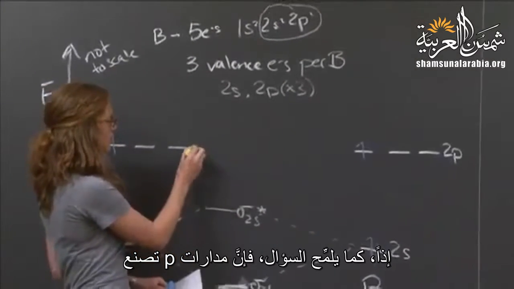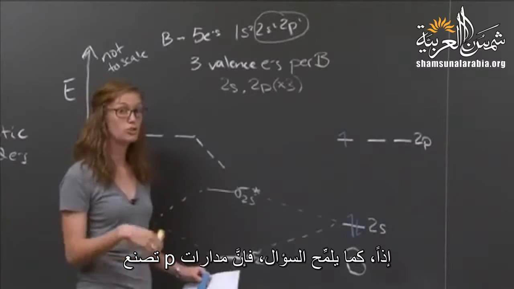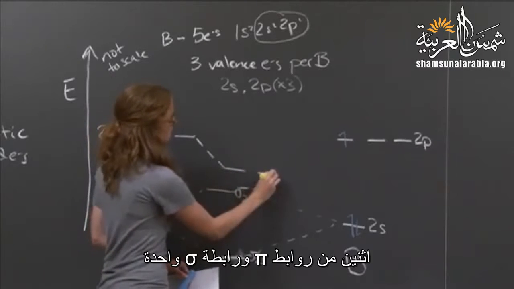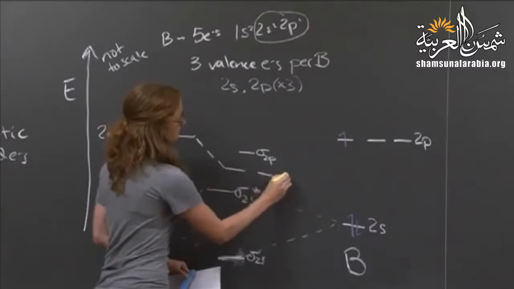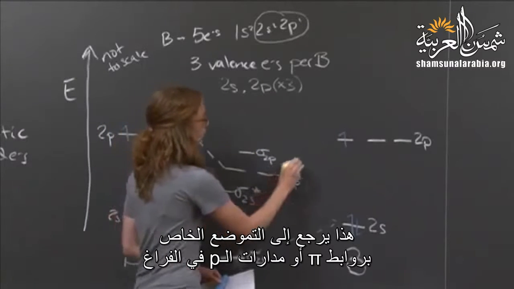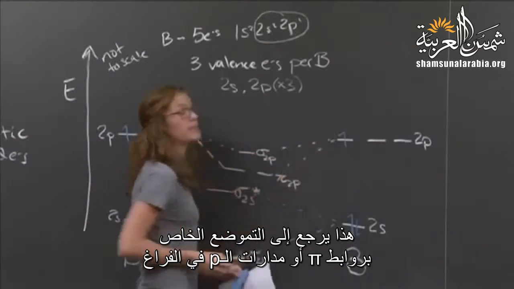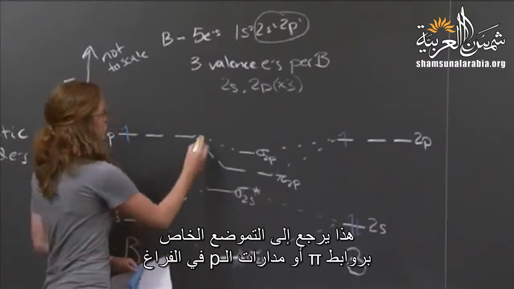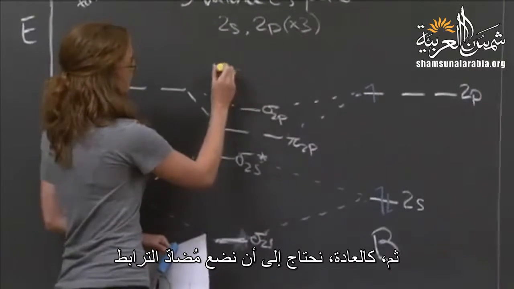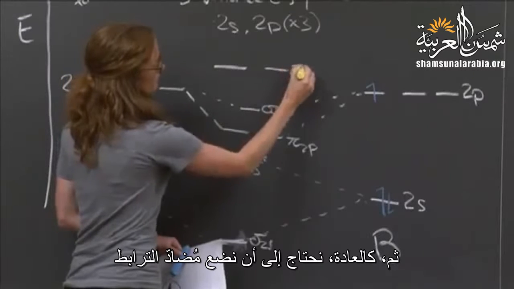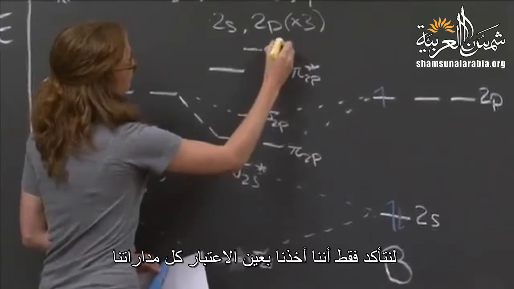So as the question kind of hints at, p orbitals make 2 pi bonds and 1 sigma bond. This is due to the orientation of the p orbitals in space. And then, as always, we need to put in the antibonding, just to make sure we keep track of all of our orbitals.